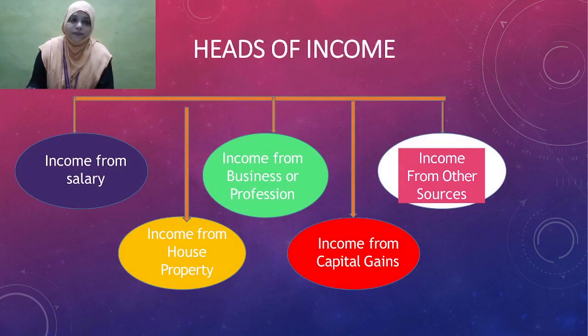Heads of income are classified into five forms. The first form is income from salary, which is a part of a citizen's salary. The next one is income from house property.